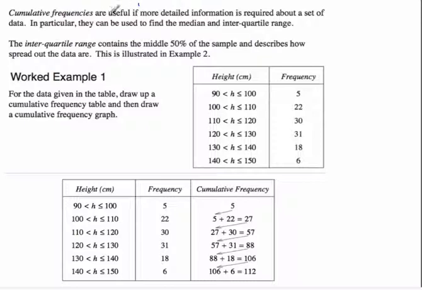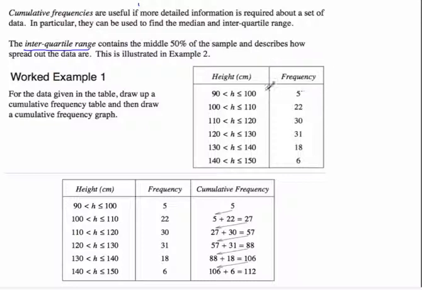Alright, so cumulative frequencies are useful if more detailed information is required from a set of data. So we're going to be using this a lot. And here's another definition: the interquartile range is the middle 50% of a sample, so that's going to be a very important factor as well.